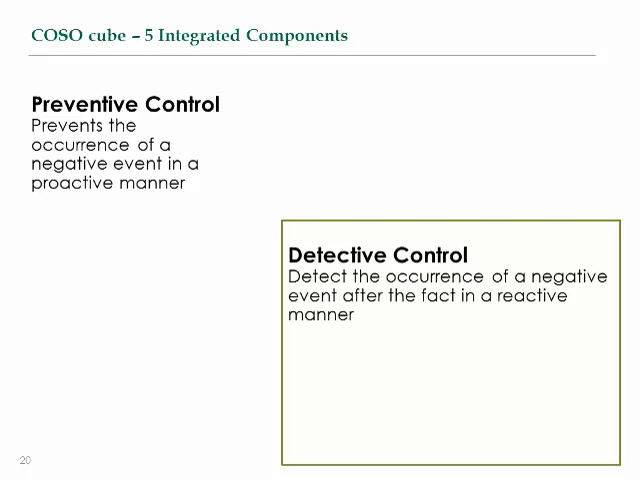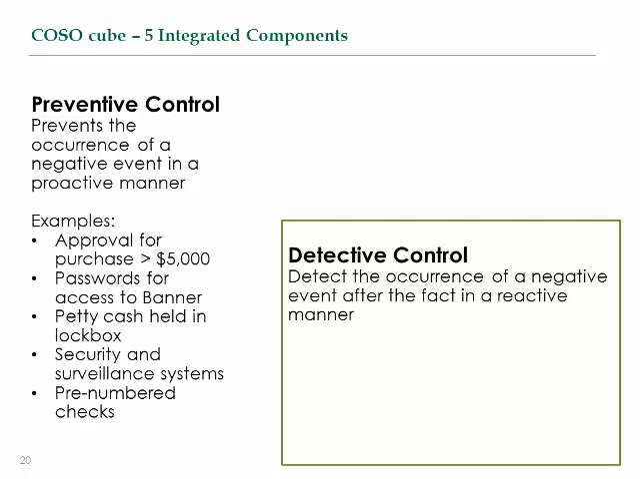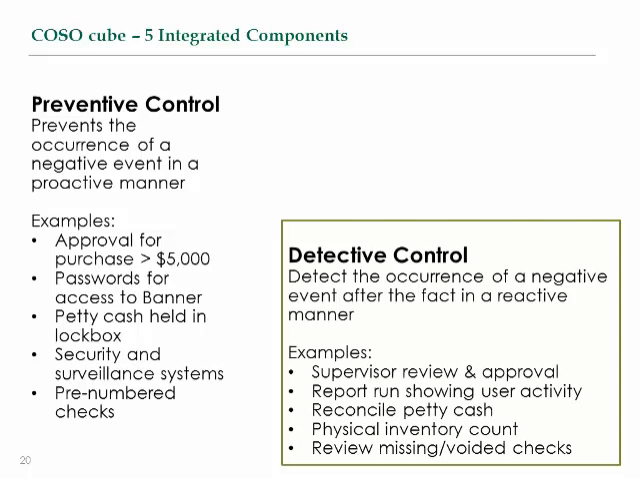Preventive controls prevent the occurrence of a negative event in a proactive manner. Examples here at UNC Charlotte include approval required for purchases greater than $5,000, passwords required for access to Banner, petty cash that must be held in a lockbox, security and surveillance systems in high-risk areas, and pre-numbered checks. Detective controls detect the occurrence of a negative event after the fact in a reactive manner. Examples here at UNC Charlotte include supervisor review and approval, reports that are run showing user activity, reconciliation of petty cash, annual physical inventory counts, and review of missing and voided checks.